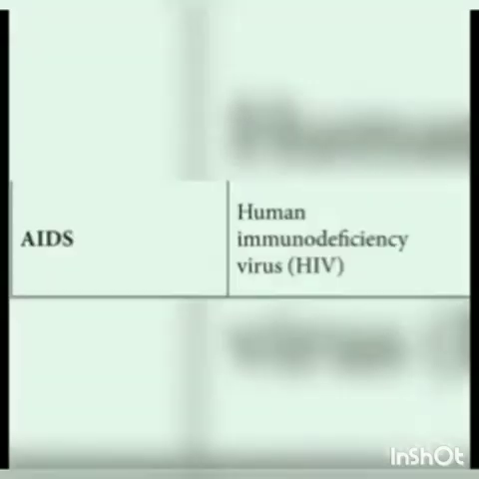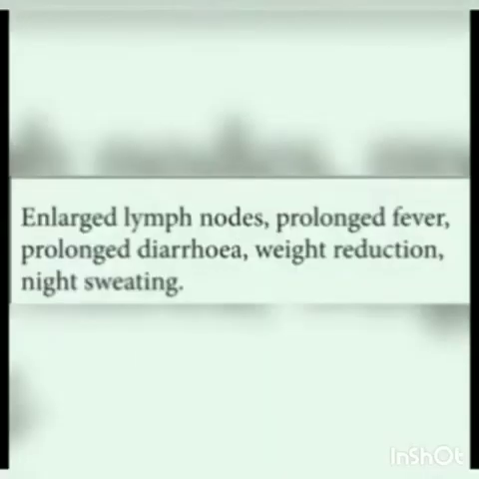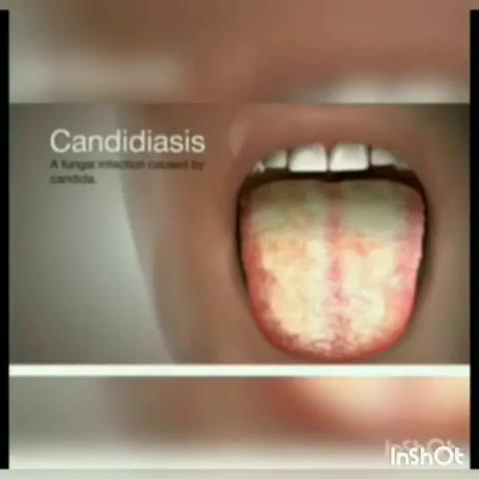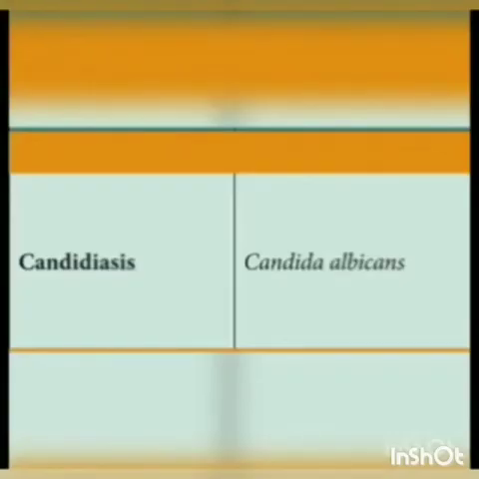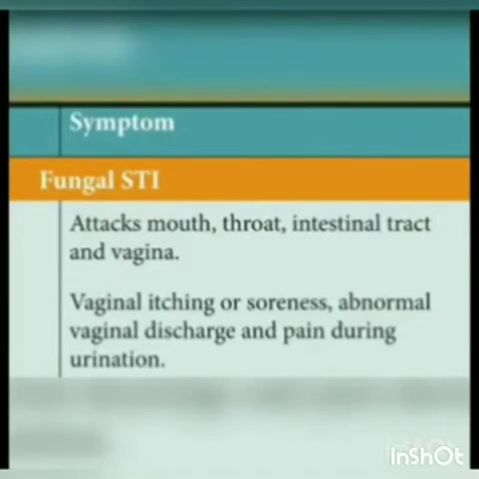Next one is AIDS, which is caused by HIV, human immunodeficiency virus. The symptoms of AIDS are enlarged lymph nodes, prolonged fever, prolonged diarrhea, weight reduction and night sweating. Next we see the fungal STI, that is candidiasis, which is caused by Candida albicans. It attacks the mouth, throat, intestinal tract and vagina. Vaginal itching, abnormal vaginal discharge and pain during urination. This fungal STI mainly occurs in females.